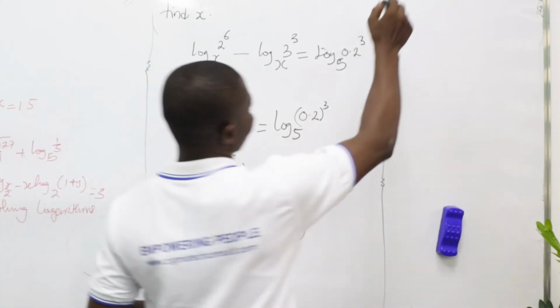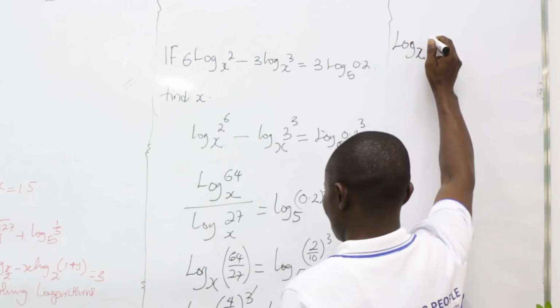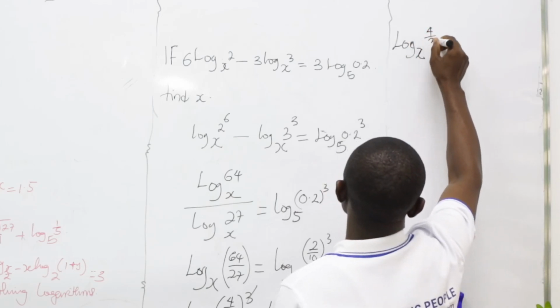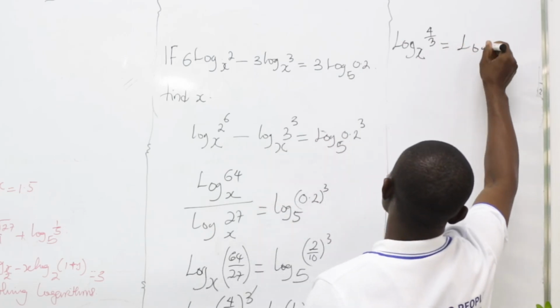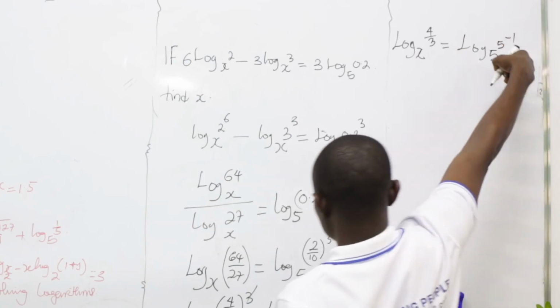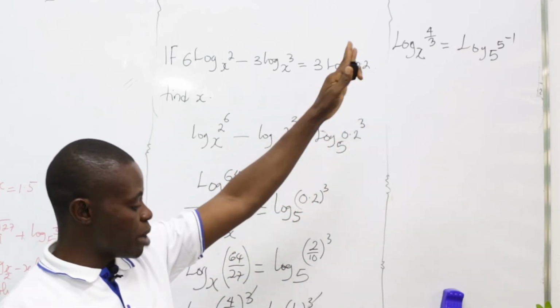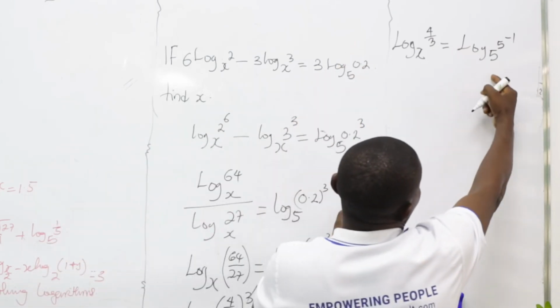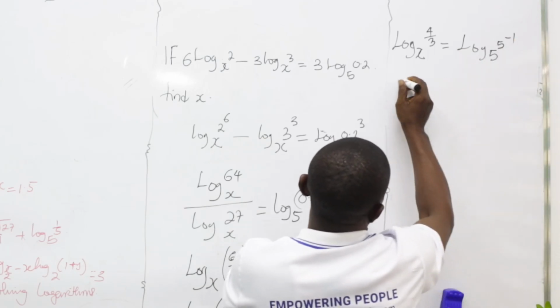So what do you have now? You have log 4 over 3, base x equals, let's interpret this, log 5, 5 raised to the power minus 1. According to the law of indices, 1 over means raised to the power minus. Also recall, this is log 5, 5, meaning it will give us just 1.